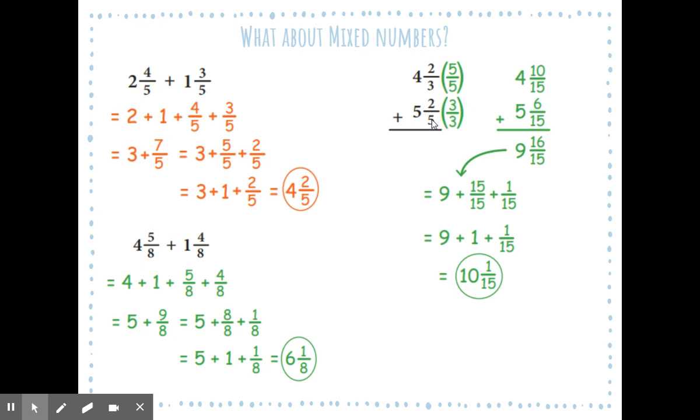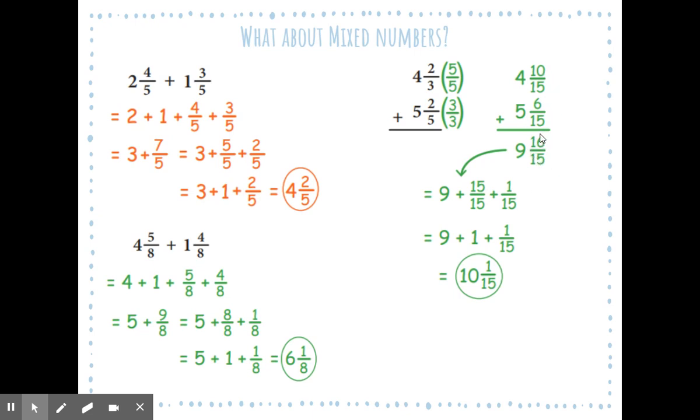I'm swapping the 5 here, and I'm multiplying this fraction by 5/5. I'm swapping the 3 here, and I'm multiplying this fraction by 3/3, okay? So my new set of fractions are 4 10/15 and 5 6/15. When I add the whole numbers, I get 9. When I add the fraction part, the numerator part, I get 16/15.